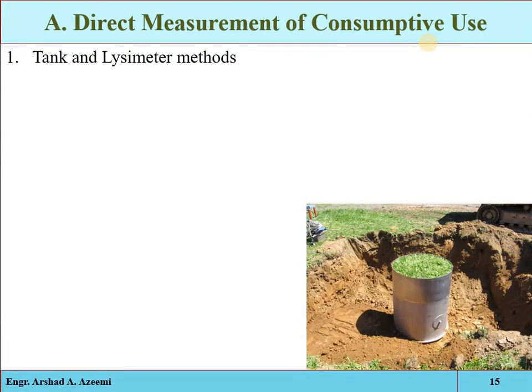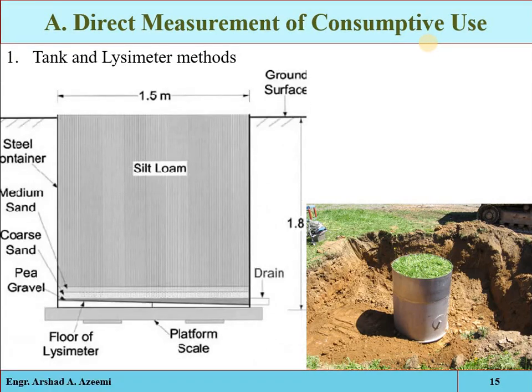The first one is the tank and lysimeter method. This method is more dependable than the other methods. It is a type of container. Here you can see in this figure a sample container, and it has some standard and recommended dimensions: the surface area will not be less than 10 square meter. It can be greater than 10 square meter, but it will not be less than 10 square meter.